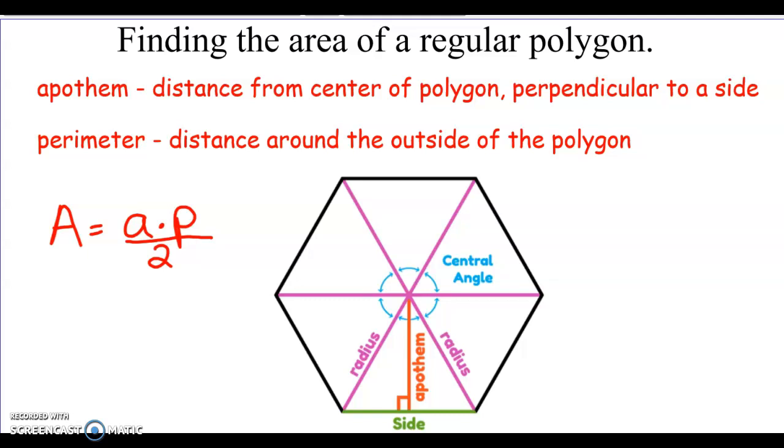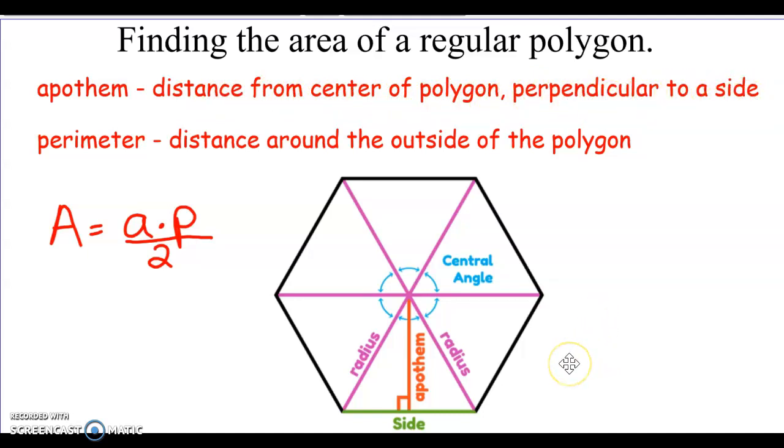All right, so here's our formula. It's called area is apothem times perimeter divided by 2. So the a stands for apothem, and what is the apothem? It is the distance from the center of a polygon perpendicular to a side.